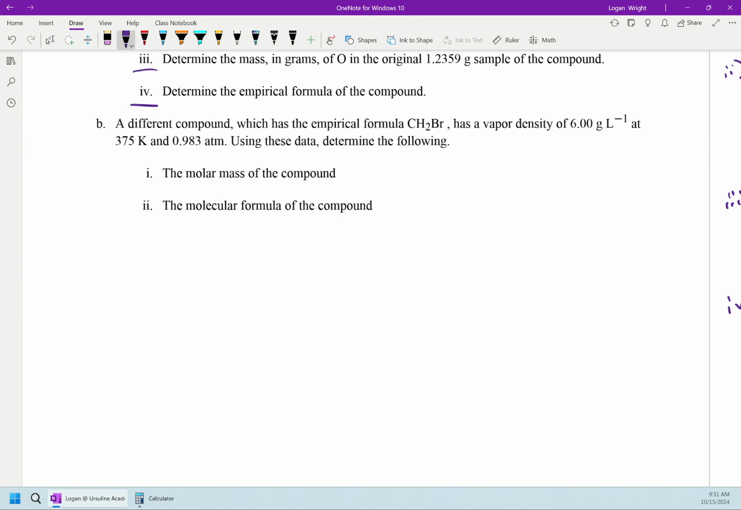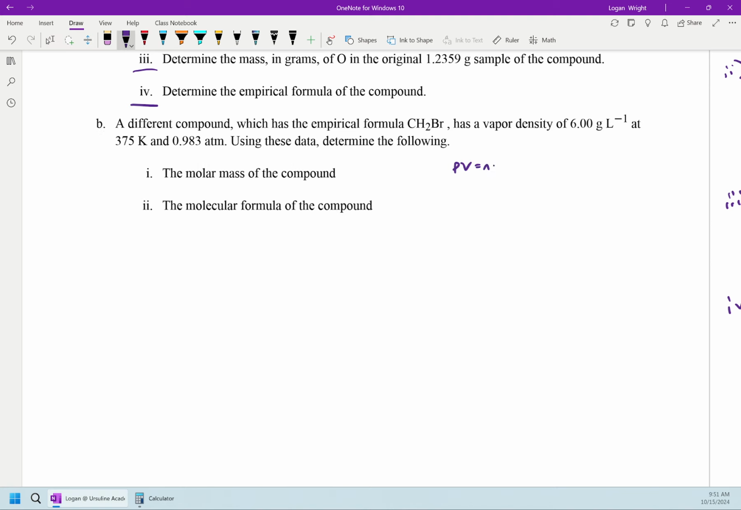So all I know so far is that I have the same number of bromines as carbons, and I have twice as many hydrogens, but I don't know what the molecule is. It tells us that the vapor density is 6 grams per liter, and it gives us the temperature and the pressure. If I'm seeing all these sorts of things, I find that I'm probably going to be using my PV equals nRT equation.